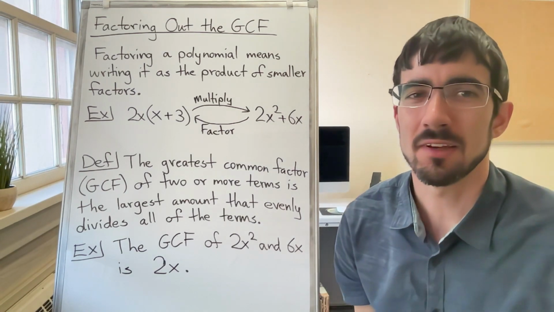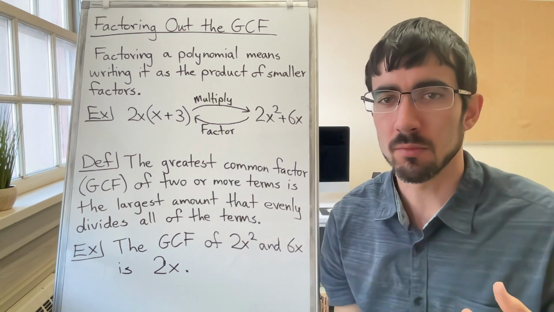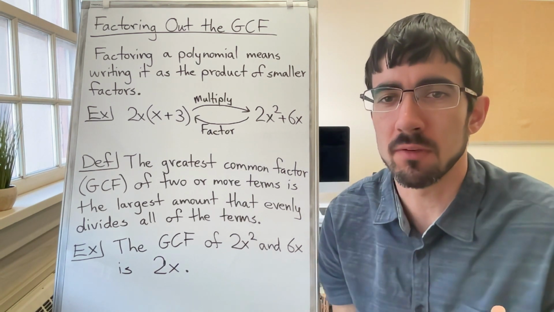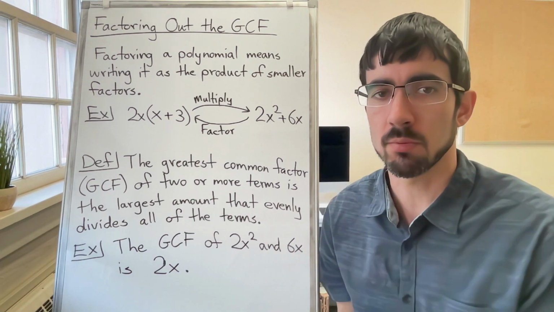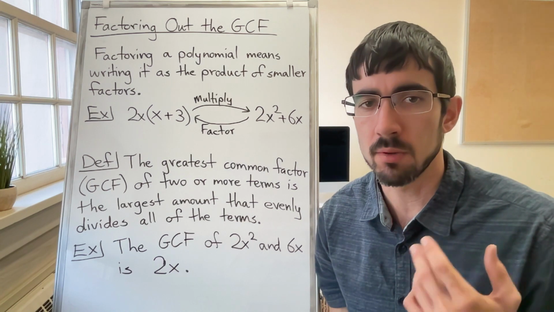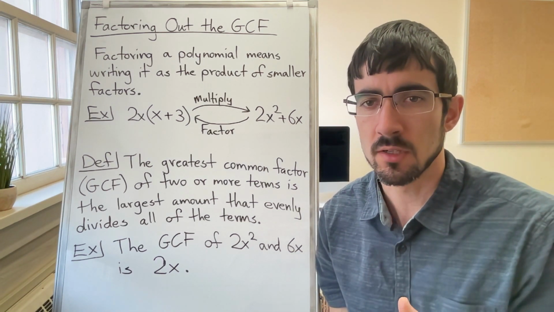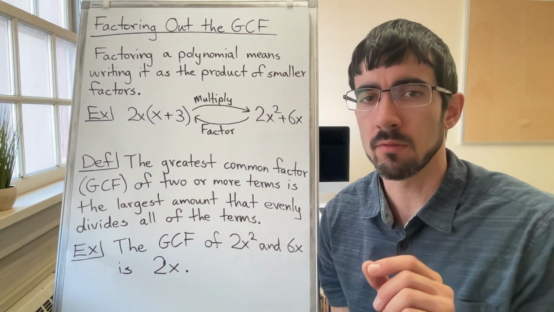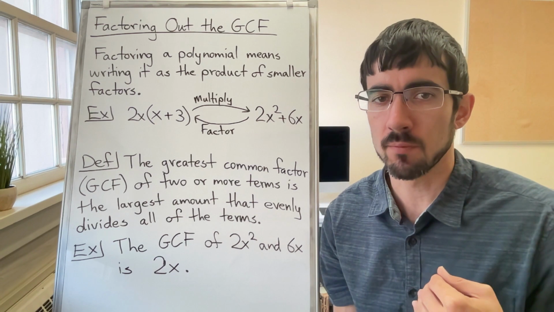We're going to start a series of videos about factoring polynomials. This is one final operation on polynomials that's very important all across algebra and even going into pre-calculus and calculus. Factoring a polynomial simply means that you're writing it as the product of smaller factors. So in a lot of ways, it's the reverse of what is happening when you multiply a polynomial.